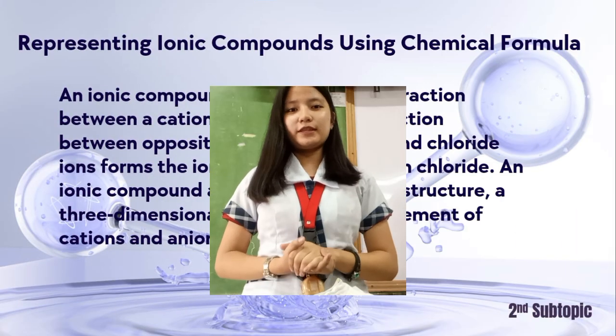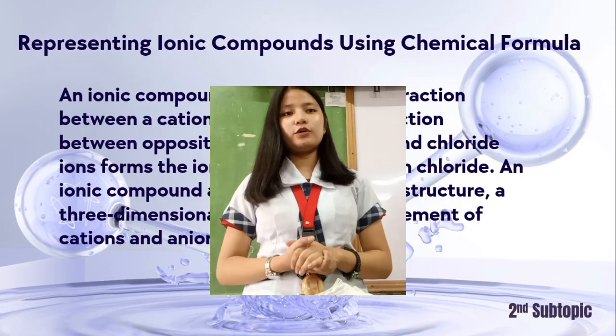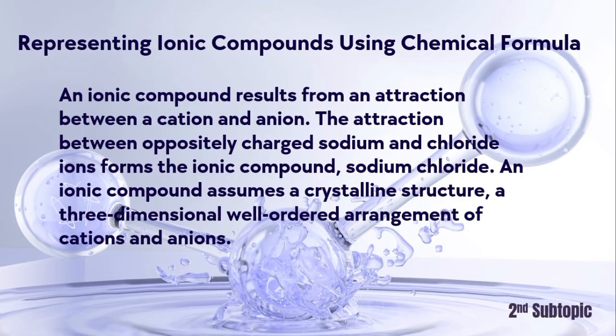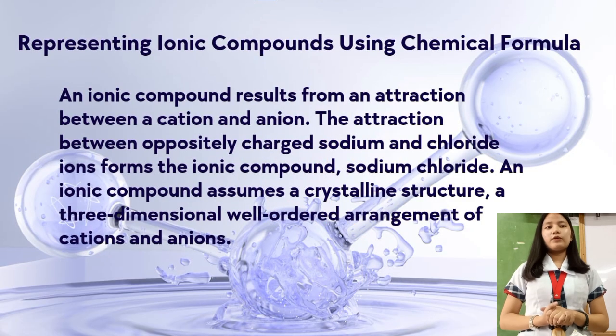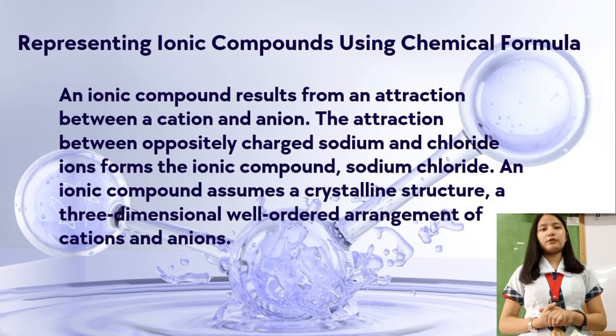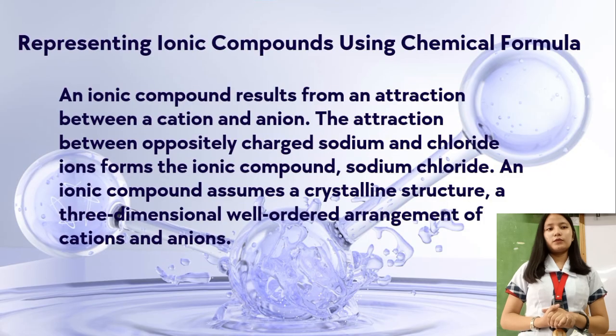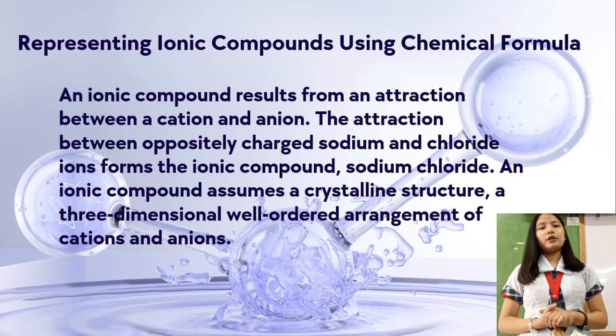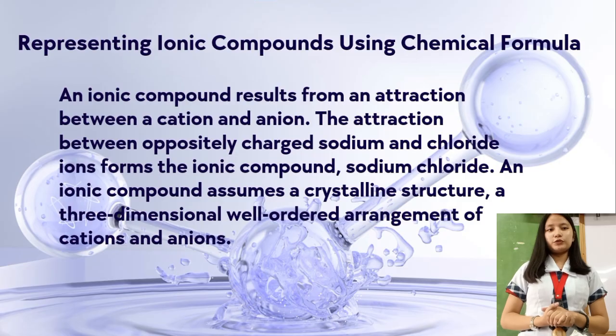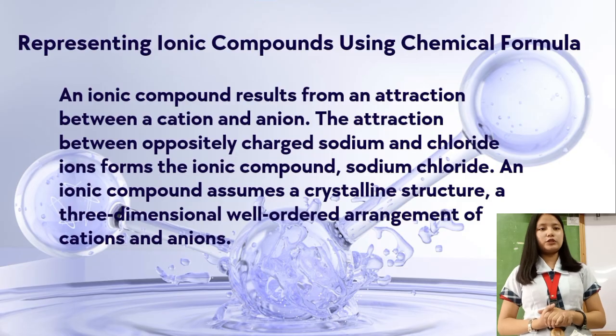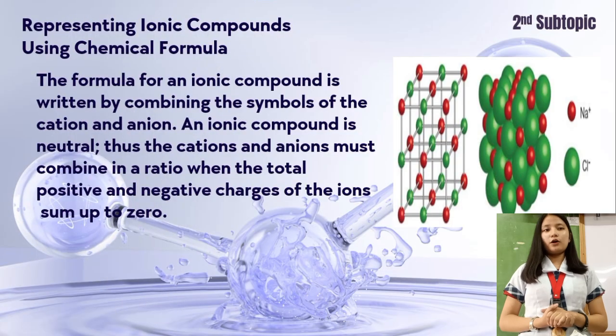Now, let us proceed to the next topic, which is representing ionic compounds using chemical formula. An ionic compound results from an attraction between a cation and an anion. The attraction between oppositely charged sodium and chloride ions forms the ionic compound sodium chloride. An ionic compound assumes a crystalline structure, a three-dimensional well-ordered arrangement of cations and anions. The formula for an ionic compound is written by combining the symbols of the cation and anion.